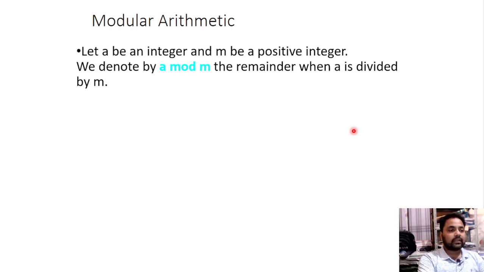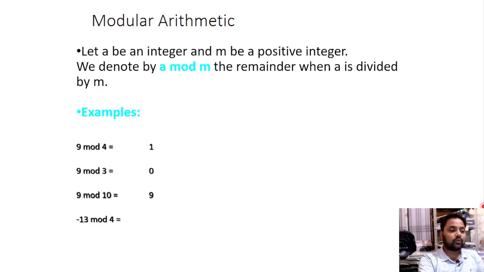For modular arithmetic, let a be an integer and m be a positive integer. We denote by a mod m the remainder when a is divided by m. For example, 9 mod 4 equals 1, 9 mod 3 is equal to 0. Same, 9 mod 10 is equal to 9. Same, minus 13 mod 4 is equal to 3.